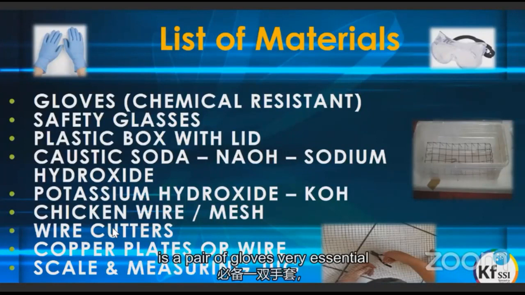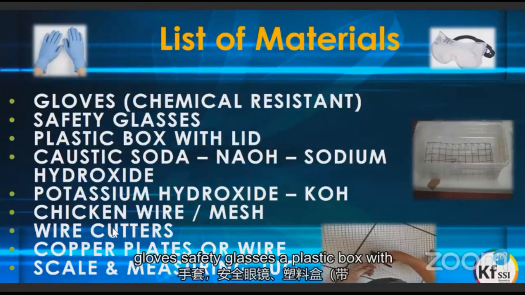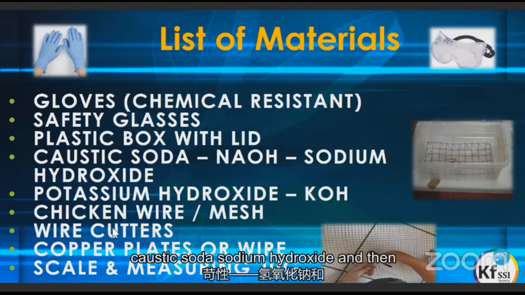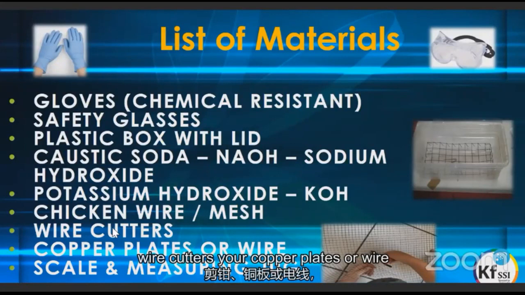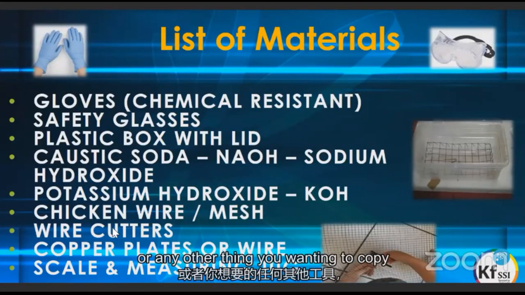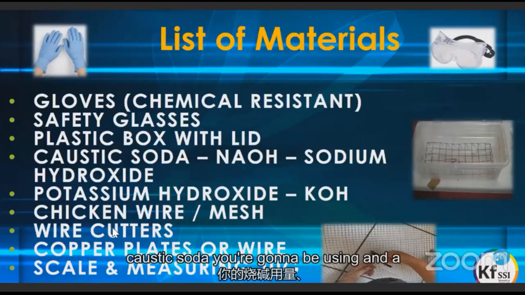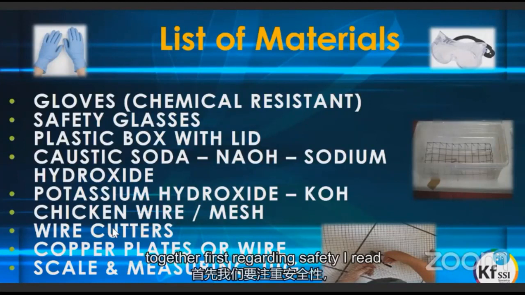So one needs a pair of gloves, very essential, chemically resistant gloves, not any cotton gloves or any other type of gloves. Safety glasses, a plastic box with a lid, and then you will need your caustic soda, or sodium hydroxide, and then potassium hydroxide, chicken wire mesh, wire cutters, your copper plates or wire, or any other copper device you're wanting to nanocoat, and a scale to be able to measure how much caustic soda you're going to be using, and a measuring jug for your water. So these are the things that one has to put together first.